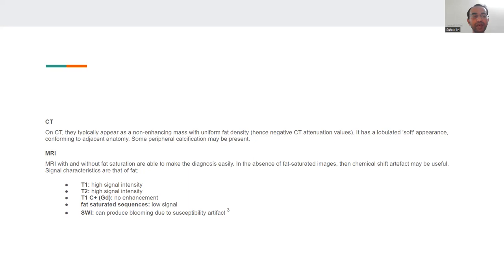On MRI, sequences with and without fat saturation are able to make the diagnosis easily. In the absence of fat saturated images, chemical shift artifact may be useful. Signal characteristics are that of fat: T1 hyperintensity, T2 hyperintensity. T1 contrast enhanced gadolinium image shows no enhancement. Fat saturated sequences show low signal. On SWI, they can produce blooming due to susceptibility artifacts.